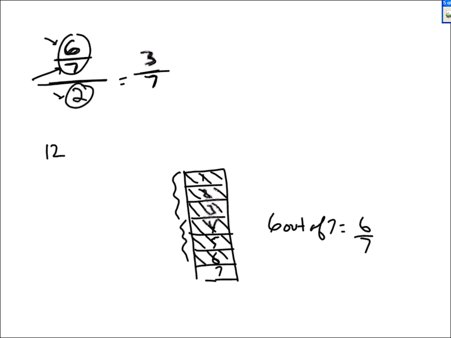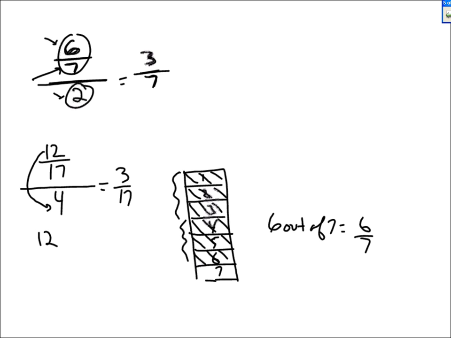You have 12 out of 17, and you're going to divide it by 4. So you have 12 pieces out of 17. You're going to share those 12 pieces with 4 people, with 3 other people. Well, you're each going to get 3 out of 17. Just divide the 12 by the 4.